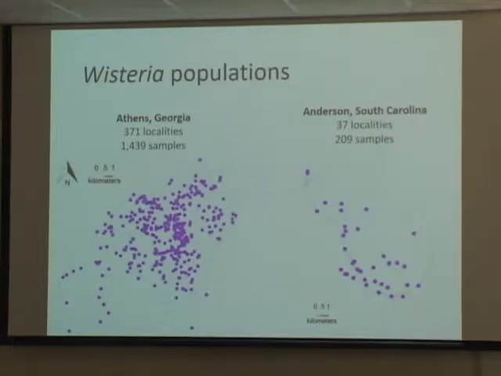Wisteria grows less patchily, so I have a lot more sampling sites. And again, I tried to sample from all of the wisteria that is present in Athens. But my sampling intensity was lower in Anderson, so I don't have as many there. I want to point out just how many samples I have. In this data set alone, it's almost 1,500.